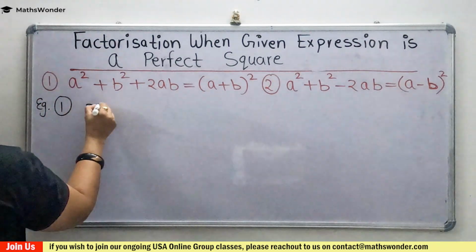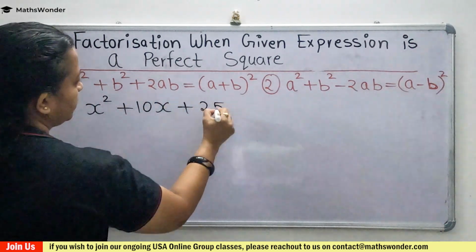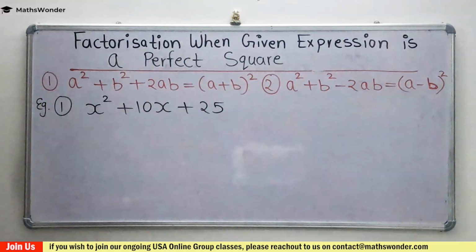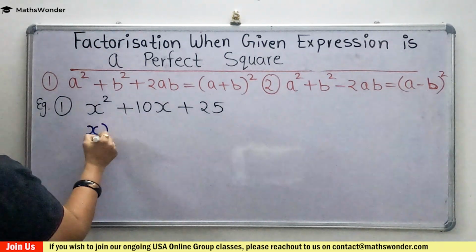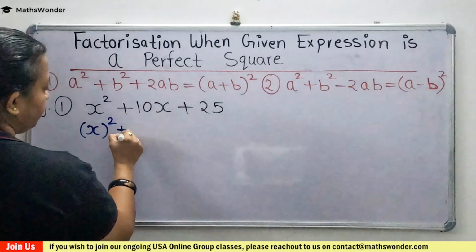Suppose your question is x square plus 10x plus 25. What is the topic? Perfect square. The given expression is a perfect square. Now see how you will do it. Can you think about it? What should we do here? You take all the common factors, like x and 5. x square is x square. 25 is the square of which number? 5. Right?